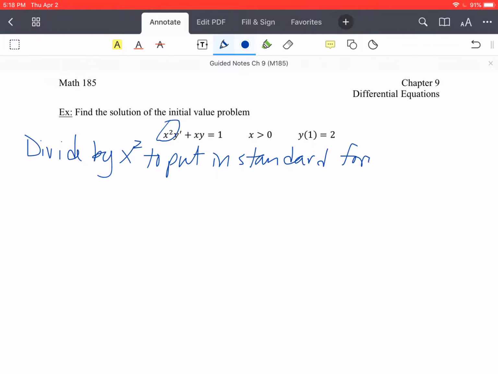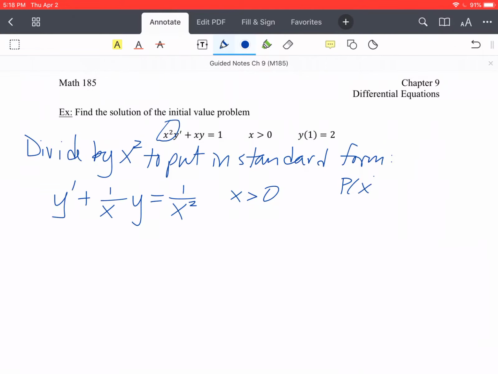Because if you try to work with it like that, it's not going to work. We have to have that y prime being isolated first. So let's see what this gives us. This gives us y prime plus 1 over x times y equals 1 over x squared, and this is with x being greater than 0.